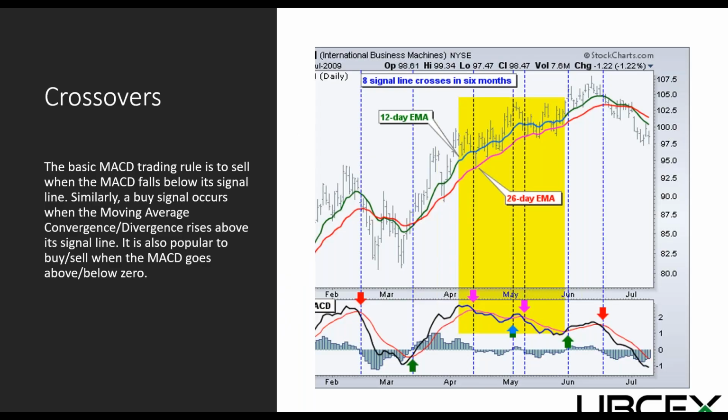So the basic MACD trading rule is to sell when the MACD falls below its signal line. Similarly, a buy signal occurs when the MACD rises above its signal line. It's also popular to buy and sell when the MACD goes above or below 0. It works either way.